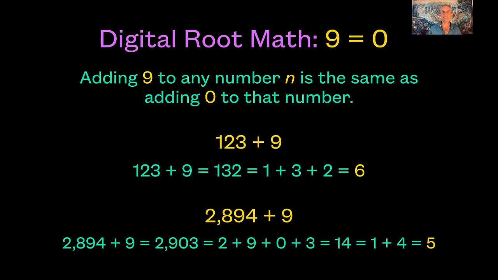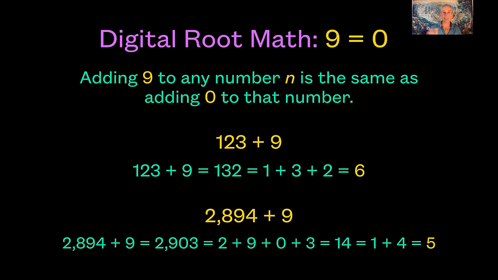That is to say that if you add the number 9 to any number n and compute its digital root, you end up with the original digital root of the number n. And so here, the first example I gave was 123. If we add 9 to that, we get a new number, 132. If we add those digits together, 1 plus 3 plus 2, we get the number 6.